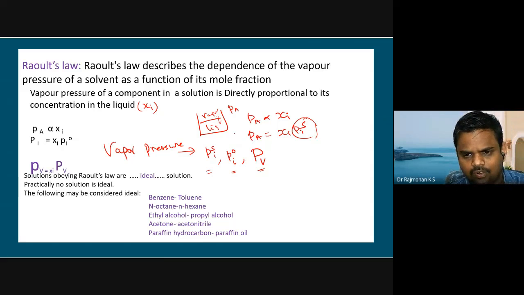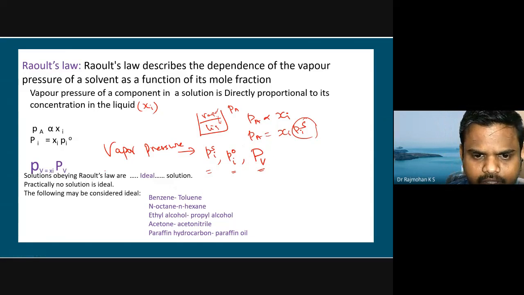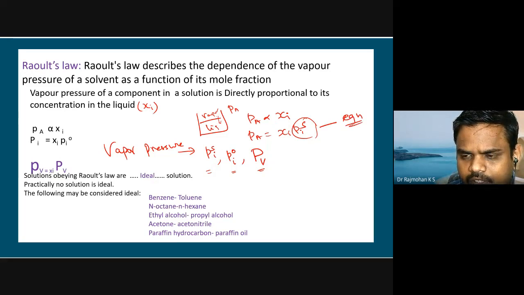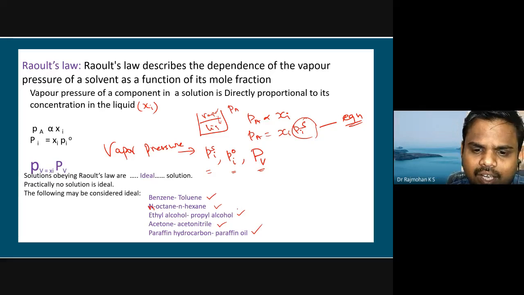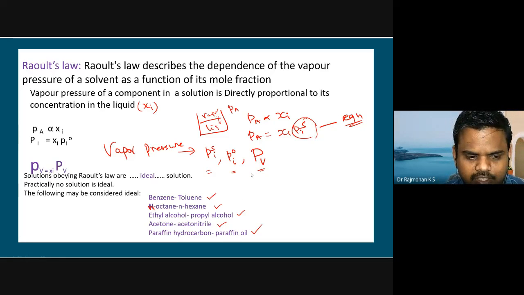Different textbooks will follow different notations. This vapor pressure is P subscript V. So whatever solutions obey Raoult's law, that is this expression Pi equal to Xi into Pi naught, the solutions which obey this equation are called ideal solutions. Practically no solution is ideal. As I said earlier, examples like benzene toluene, N-octane, N-hexane, ethyl alcohol, propyl alcohol, acetone, acetonitrile, paraffin, hydrocarbon, paraffin oil, such combinations may be considered to be ideal solutions.